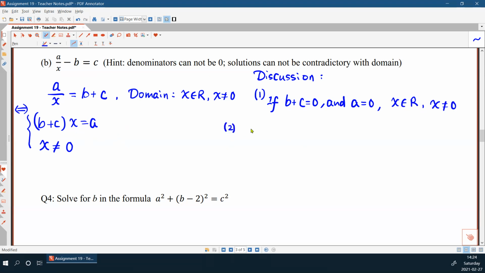Okay, next, if b plus c is 0, but this time the right-hand side is not 0. So what will happen here? Left-hand side is 0. Right-hand side is not 0. So no matter what x is, this equation cannot be true. So that means no solution, right? No solution for x. Do you understand? Can you follow me?